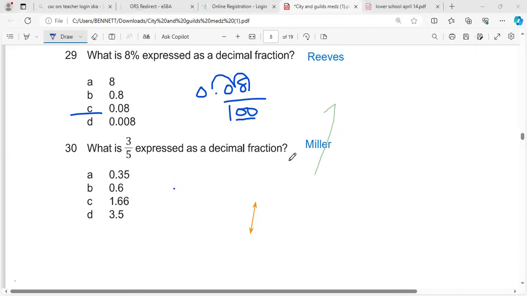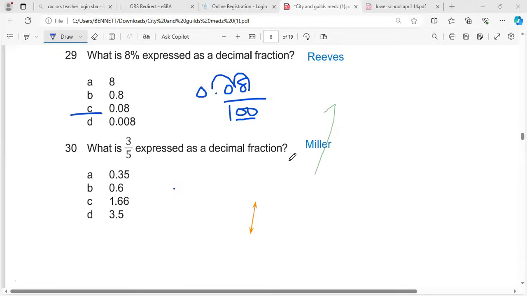Most persons have answered both of them. So Miller, your time. We're trying to be time efficient, guys, alright? As we come closer to the exam, we have to step up our game. Miller, what is 3/5 expressed as a decimal fraction? Thanks, Stefan, I got yours, correct. Tommy, yours as well, correct, for 30.